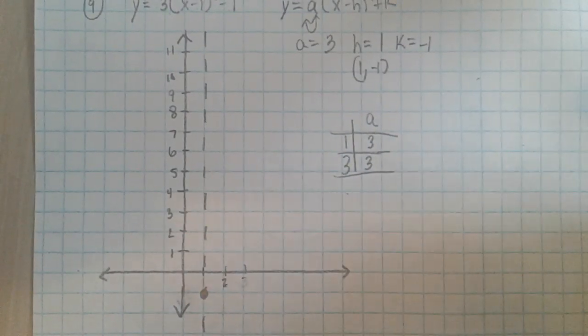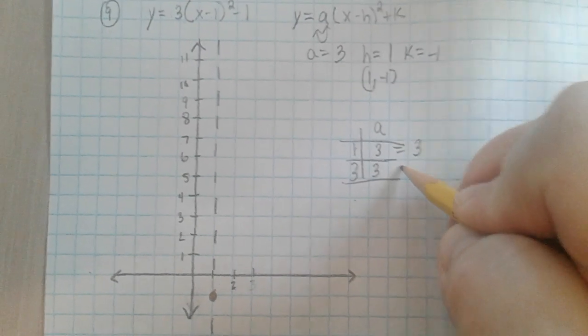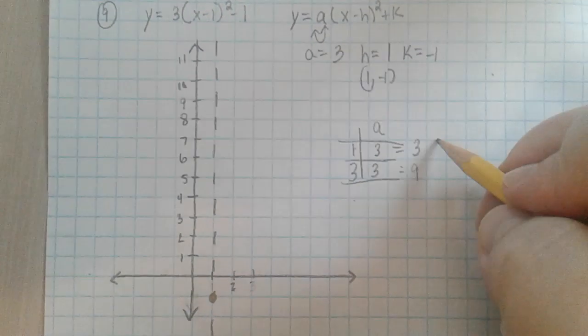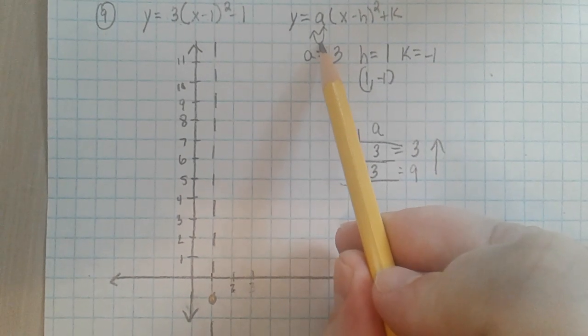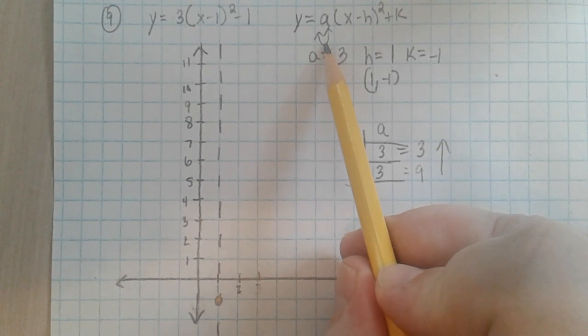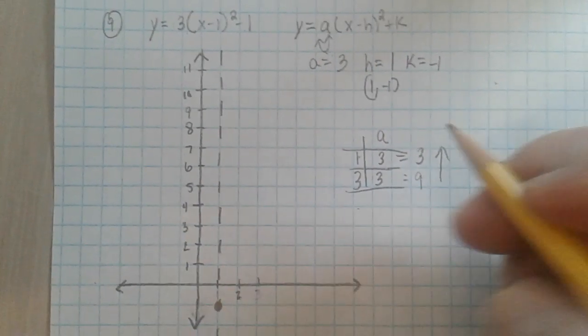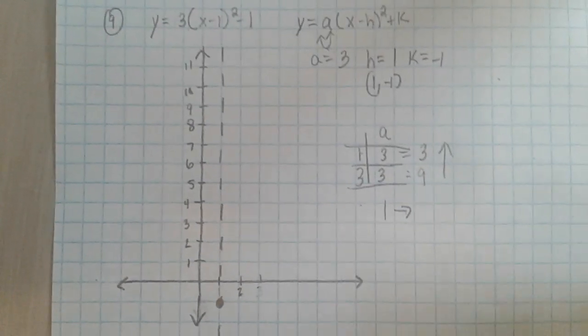Now remember, we multiply across these columns. 1 times 3 is 3. 3 times 3 is 9. Those are positive numbers, so the vertical change is going up. As I stated before, because the a value is positive, just like when we did standard form graphs the last week or so, if a is positive, it opens up. Horizontal change has nothing to do with this table. It's always 1 to the right.